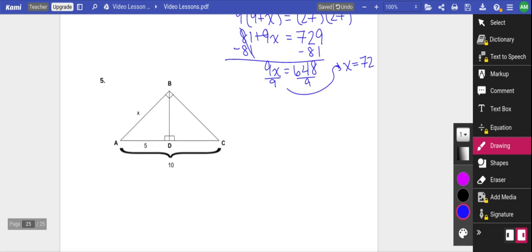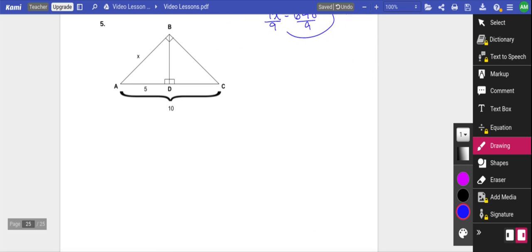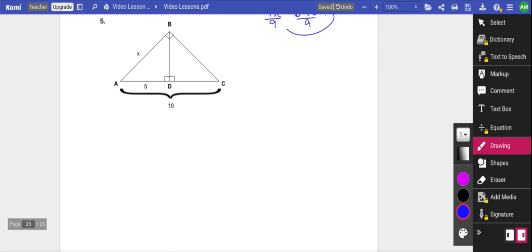Last one, guys. One more. Here we go with number 5. I'm going to draw my chart underneath my triangle this time, to see if it saves me a little bit of space. All right, so triangle 1, triangle 2, big triangle.